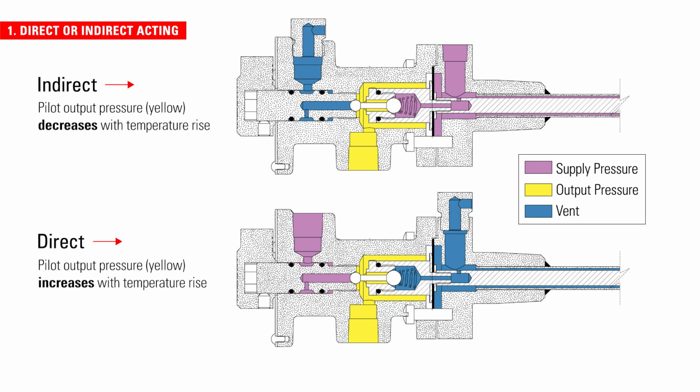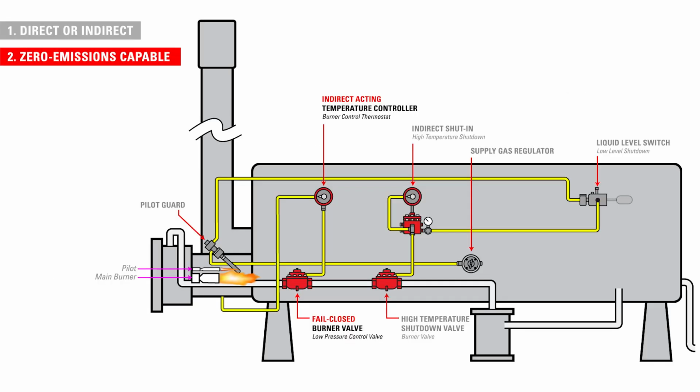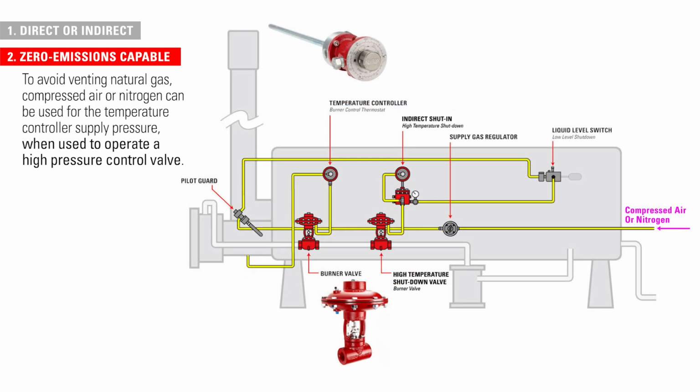For indirect acting, when the temperature goes below your set point, the controller will have a pneumatic output. A temperature controller requires supply pressure to operate. When it vents, that supply pressure is released into the atmosphere. To avoid venting natural gas, compressed air or nitrogen can be used for the temperature controller supply pressure and should be used in conjunction with a high-pressure control valve.